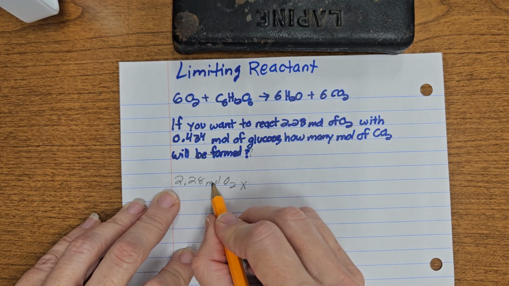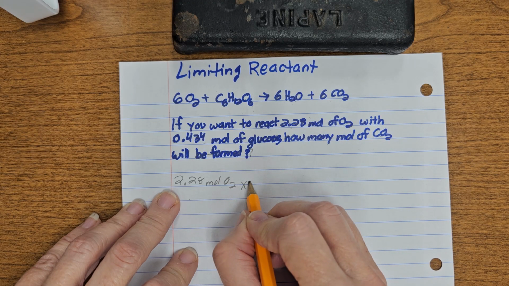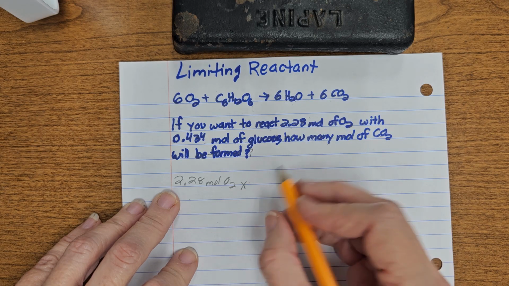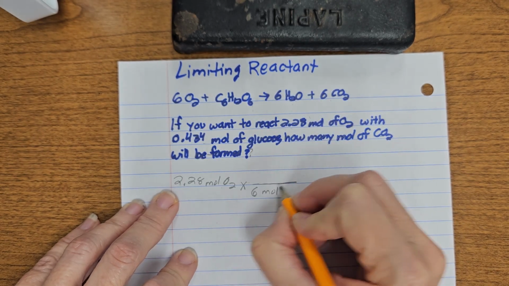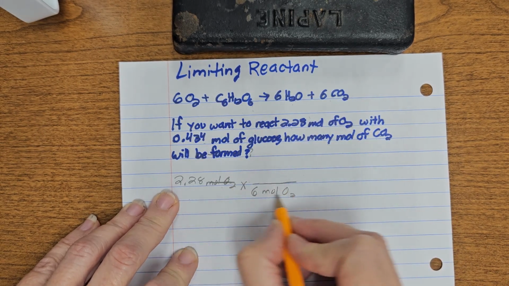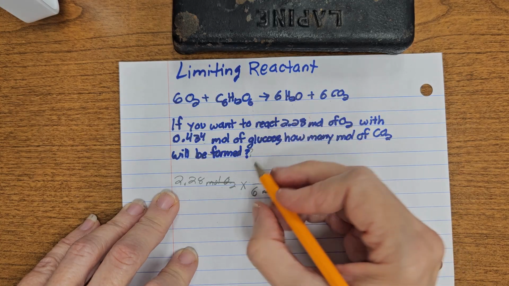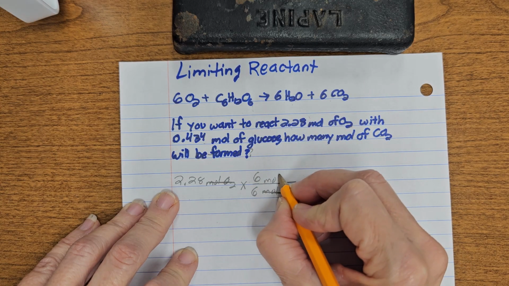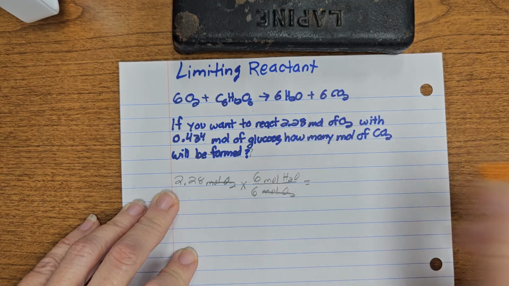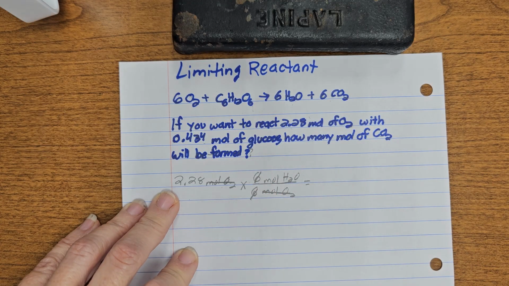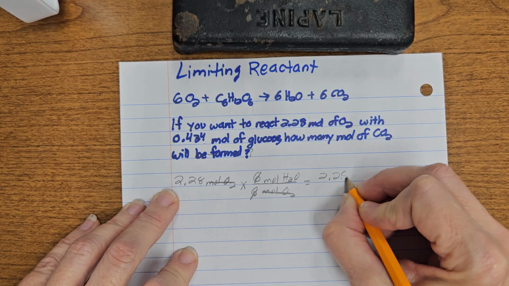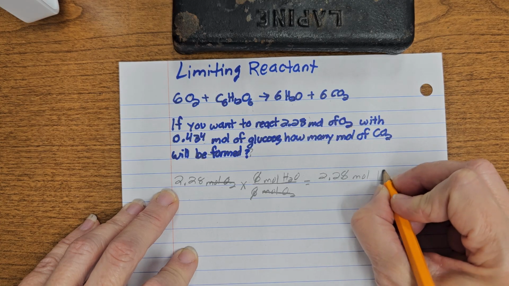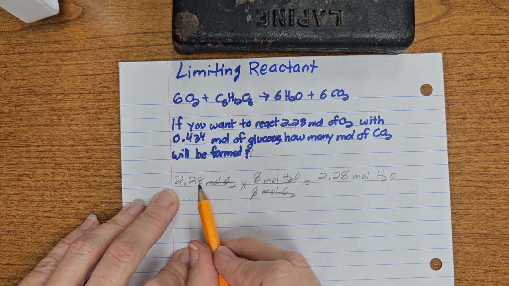I want to go from moles of one thing to moles of another thing. You should remember that means I need to use the mole ratio from the balanced equation. So I go up to my balanced equation. I'm going to find out that in my balanced equation, I need 6 moles of O2. Those cancel out. And I'm going to produce 6 moles of water. So 6 and 6 cancel out, and I find out that I am going to produce 2.28 moles of water, which is exactly what I started with.